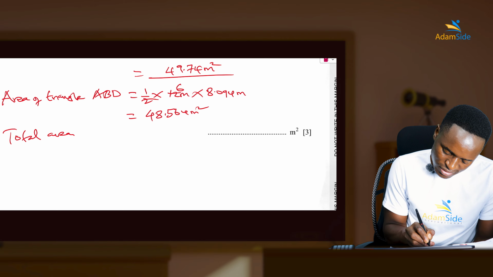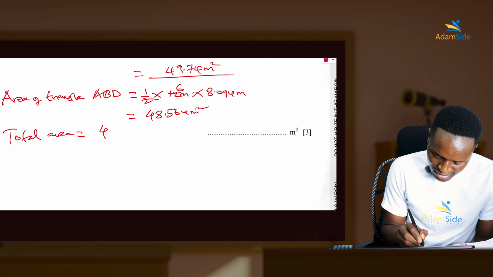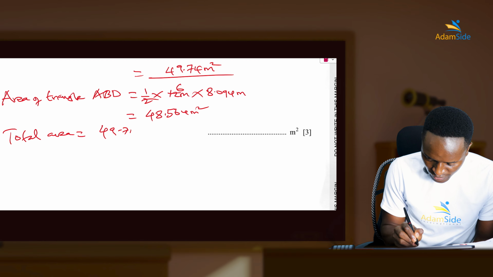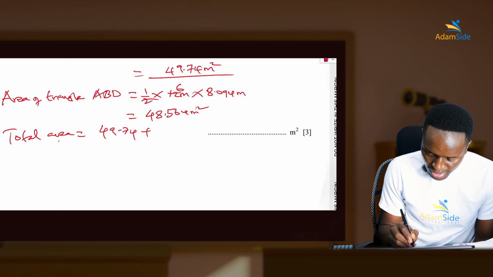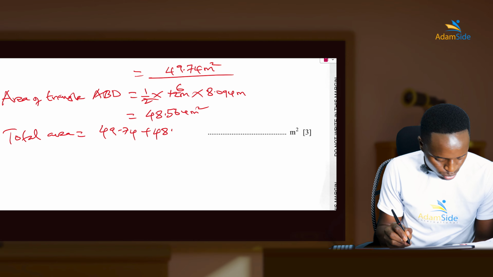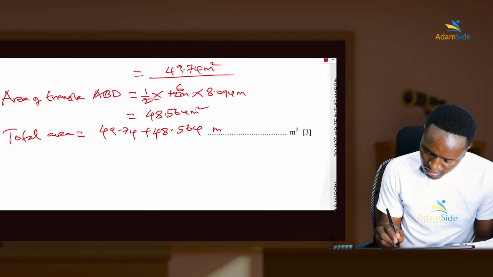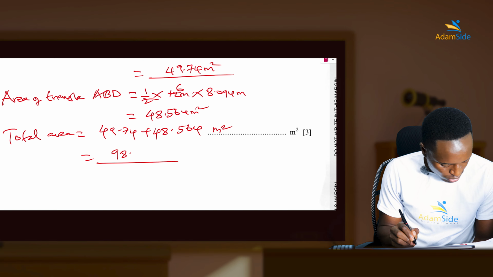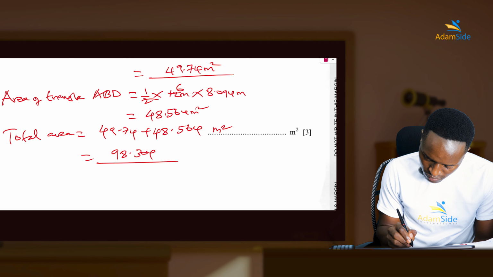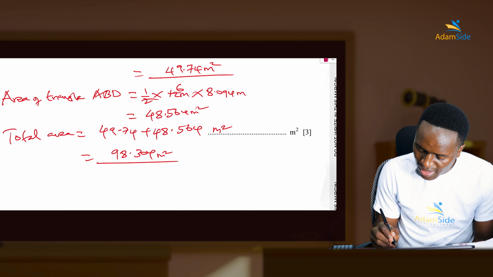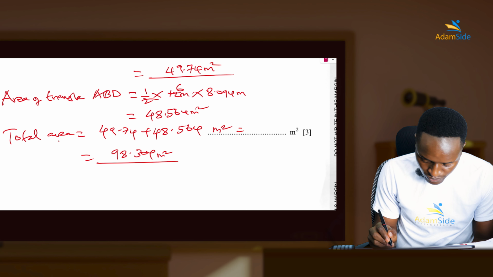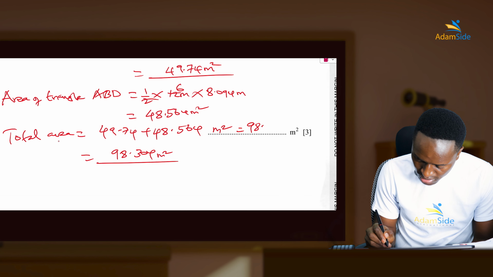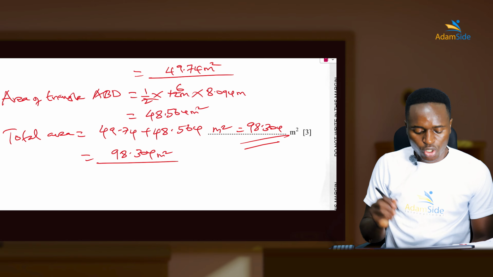Then total area. Just show your working like that. Math is very simple. 49.74 plus 48.564 square meters. Then if you add, you end up getting 98.304 square meters. So your answer will basically be 98.304 square meters. Correct.